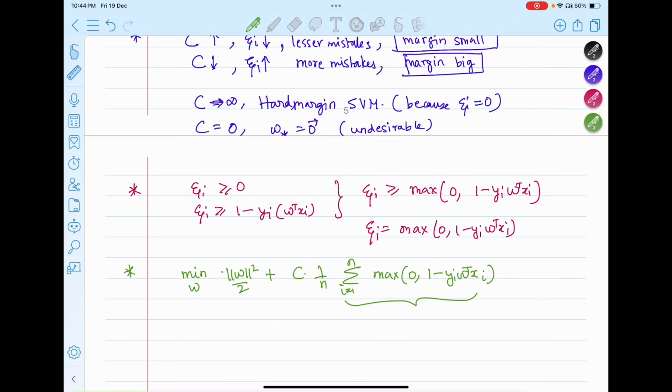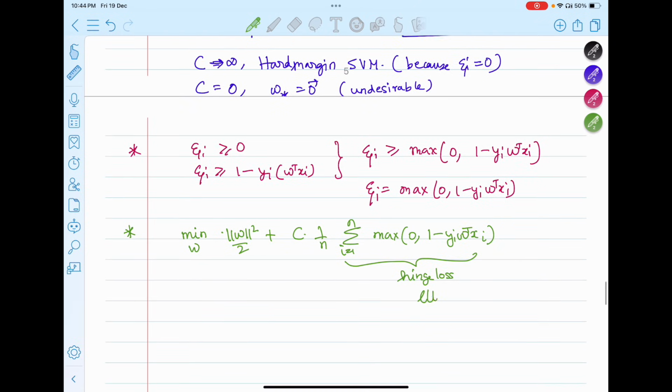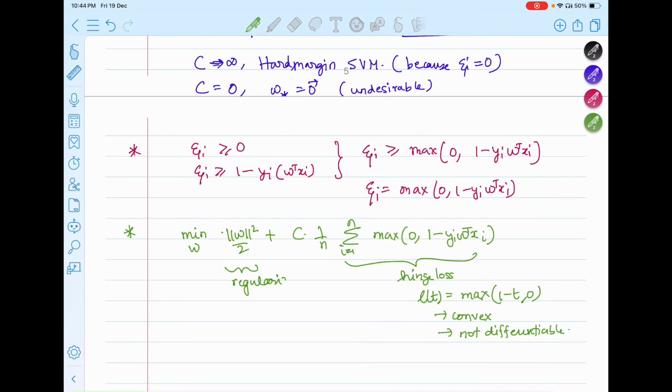What is this? This is known as the hinge loss. The hinge loss is given to be L(t) equal to max of 1 minus t comma 0. Again, this is a convex function and it is not differentiable. Again, this is sometimes thought of as the regularization term. So see, this is the same as that of regression, right? In regression, we had the square loss plus regularization. In SVM, we have the hinge loss plus regularization.